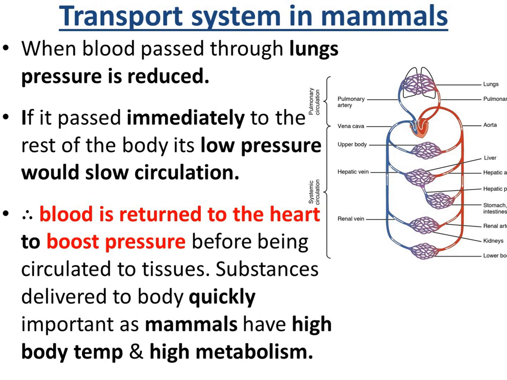So therefore the blood, after it's gone to the lungs, it returns to the heart to boost the pressure before it's then circulated to the body tissues. And this means that substances are delivered to the body quickly, which is very important for mammals because we have a high body temperature. We have to maintain our body temperature because we're warm-blooded, and we also have a high metabolism.